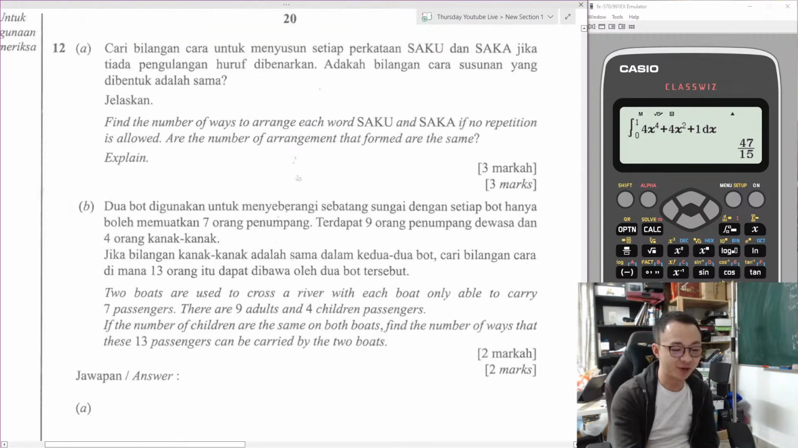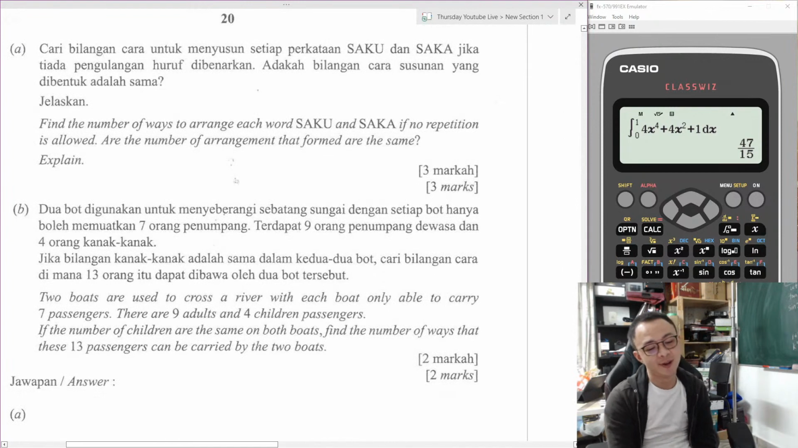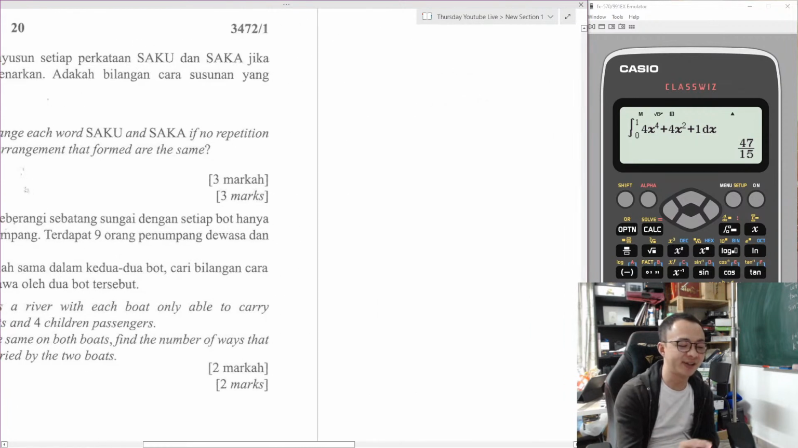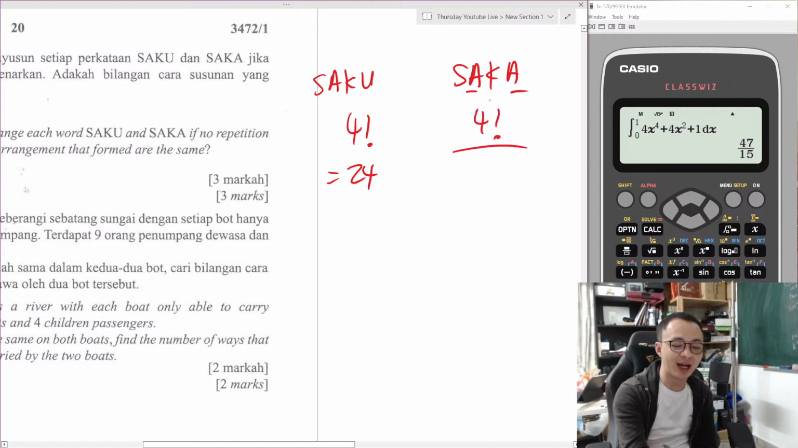Okay, last question for today. Permutation and combinations. Find the number of ways to arrange each of the words Saku and Saka if no repetition is allowed. Are the numbers of arrangements that form the same? Explain. Definitely not the same. So this is Saku. The 4 letters are not the same, so just 4 factorial, which is 24. But for Saka, the A actually repeats. So this is 4 factorial. Since we have a double A repeat, we need to divide by 2 factorial, which is 12.